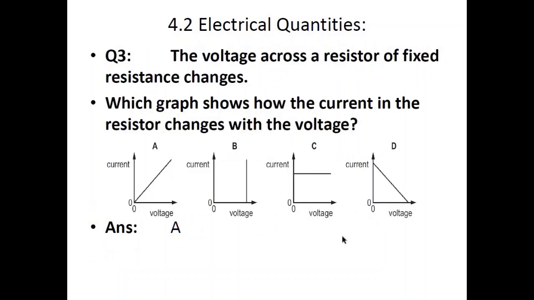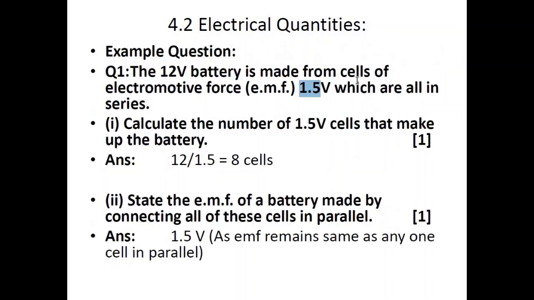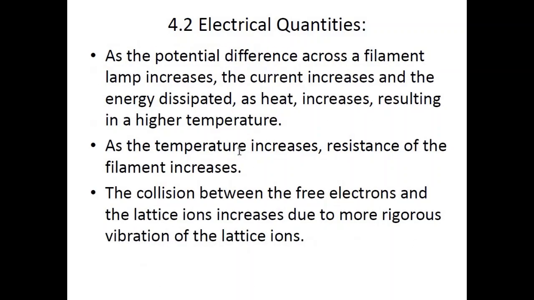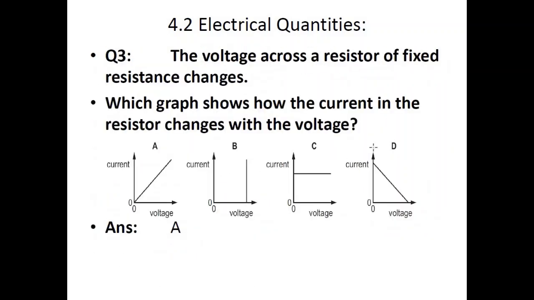The voltage across a resistor of fixed resistance changes. Which graph shows how the current in the resistor changes with the voltage? Now a resistor is supposed to be an ohmic conductor, a conductor that follows Ohm's law, and as you know, a resistor at constant temperature always gives a linear graph. When the current increases, so does the voltage, and vice versa. So without any doubt you would pick A.